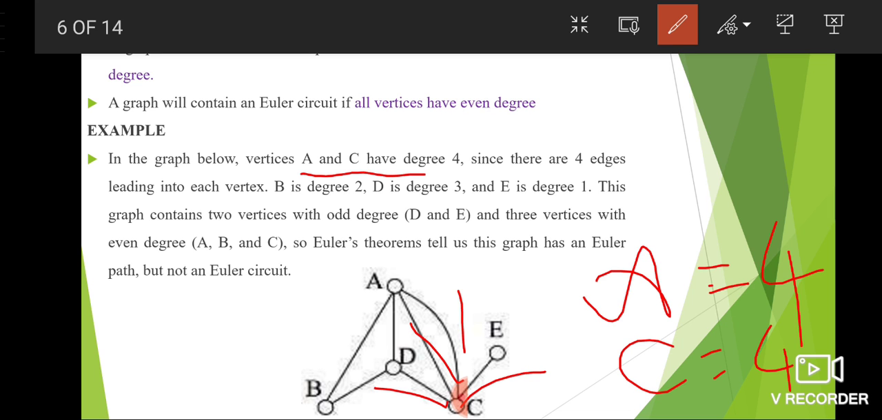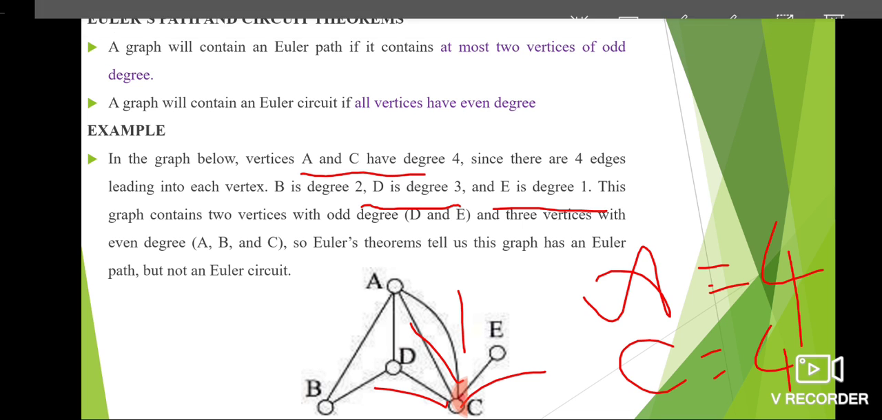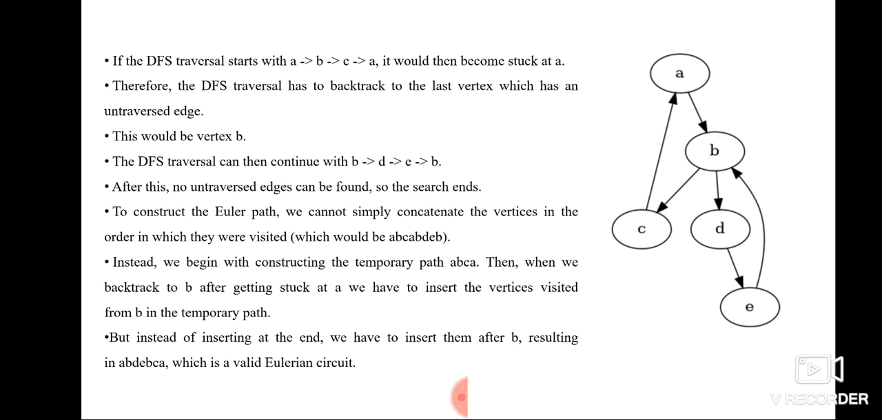Okay. So what is the condition for Euler circuit? There should be at most two vertices of odd degree. So see the figure. The degree of D is 3 and the degree of E is 1. So the condition is satisfied. So you can find out the Euler circuit for the graph.